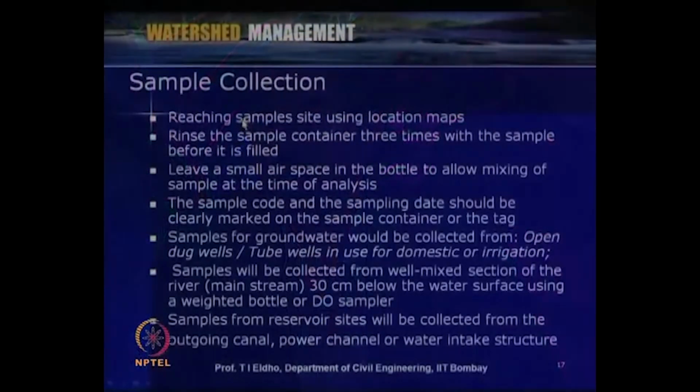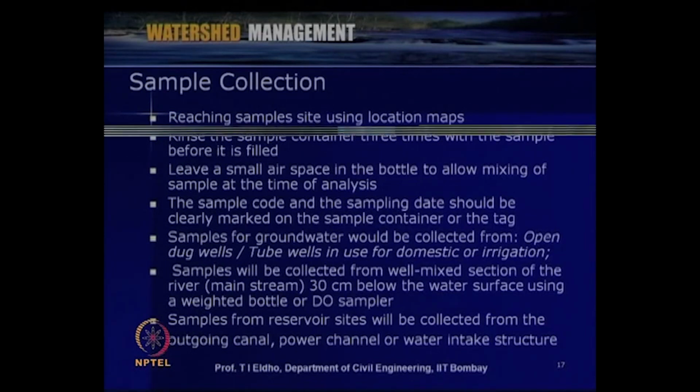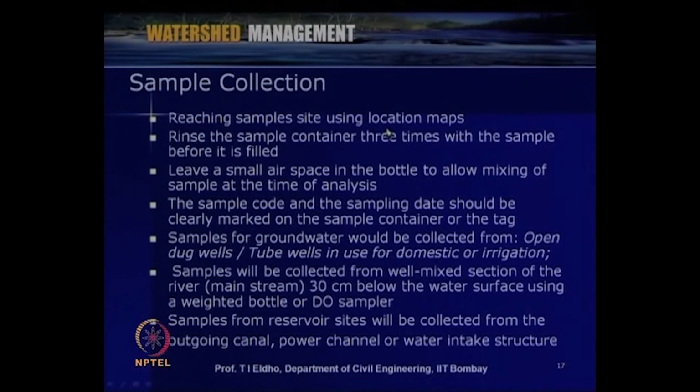Now, as far as sample collection is concerned, we reach the sample site using location maps. The particular locations are specified by the state pollution control board or the Central Pollution Control Board, and how to reach those sampling sites will be available. Then we use specified sampling bottles depending upon the intended water quality we are going to check. First we rinse the sample container 3 times with the sample before it is filled. Then leave a small air space in the bottle to allow mixing of the sample at the time of analysis.